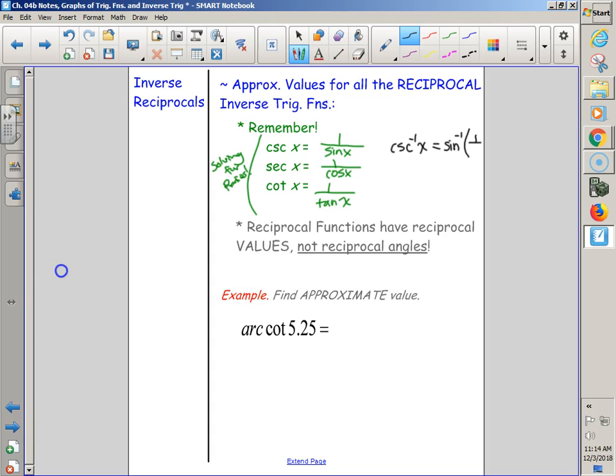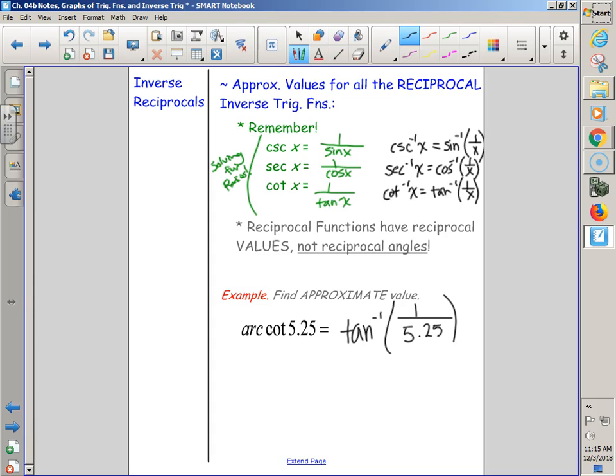So for cosecant inverse, I need sine inverse of the reciprocal inside. For secant inverse, I need cosine inverse, but of the reciprocal inside. And for cotangent inverse, I need tangent inverse for the reciprocal of the inside. So down here, when they ask for arc cotangent, I'm going to use tangent inverse of the reciprocal ratio. I know it's weird. I know it's tricky, which is why I'm having you write it down.